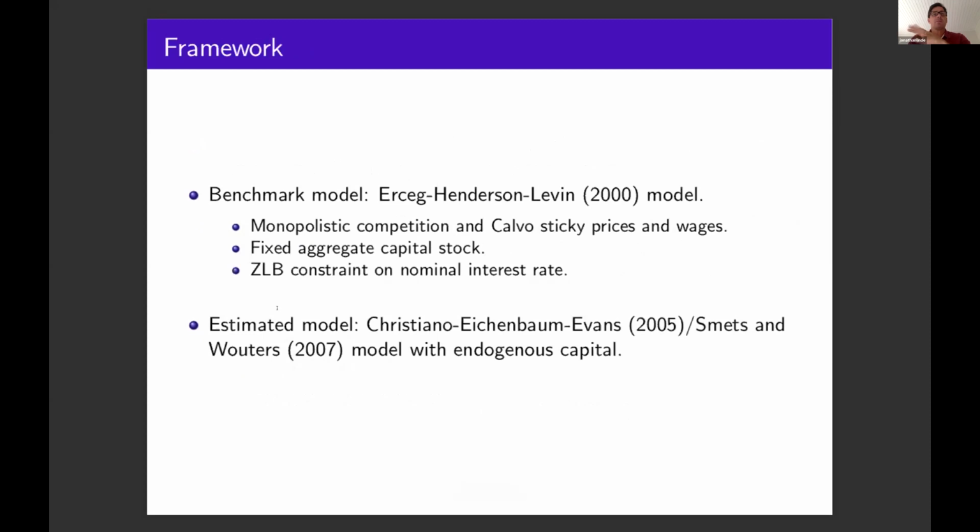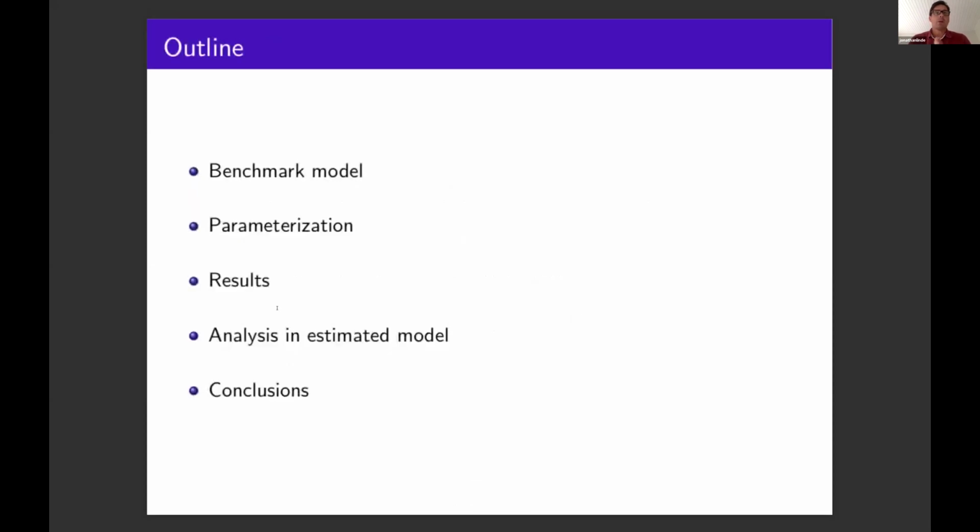The benchmark model we're going to use is the Erceg-Henderson-Levin standard model. So it's monopolistic competition, and Calvo sticky prices and wages, with, for now, a fixed aggregate capital stock, so there is no endogenous capital formation. The only tweak is that we allow for an ELB constraint on the nominal interest rate. Then we're going to look into robustness in a workhorse Christiano-Eichenbaum-Evans, Smets and Wouters model with endogenous capital. The outline for the talk is to talk you through the results in the benchmark model: present the model, how we parameterize it, and what we get. Then, time permitting, we do the analysis in the estimated Christiano-Eichenbaum-Evans, Smets and Wouters model, and then conclude.